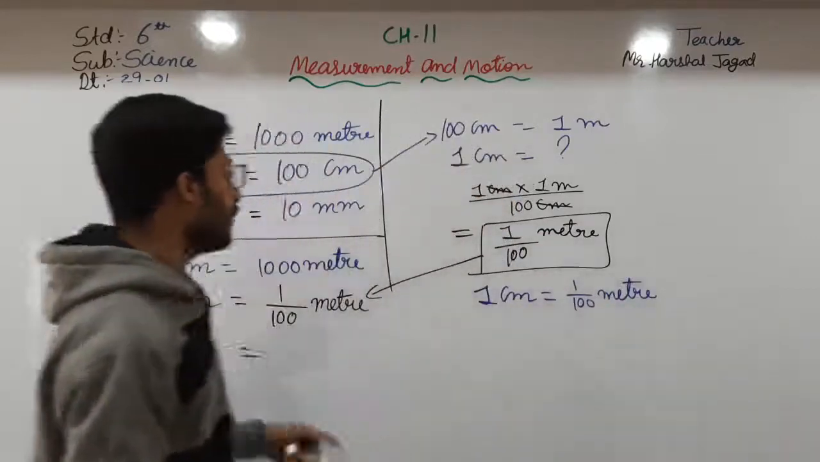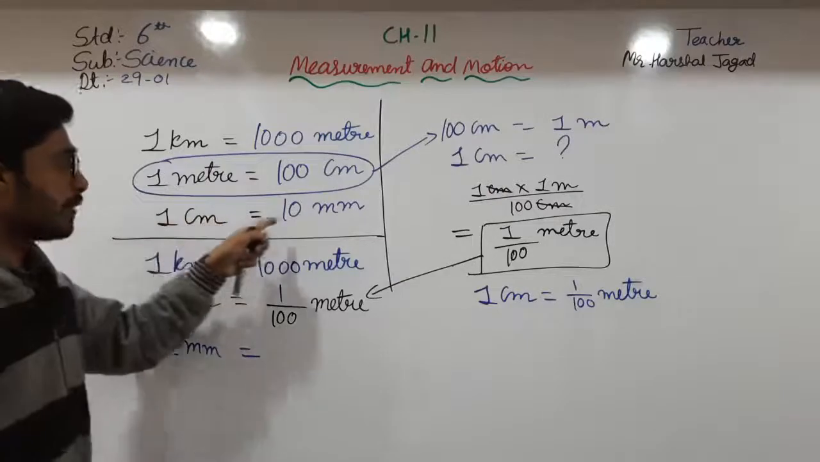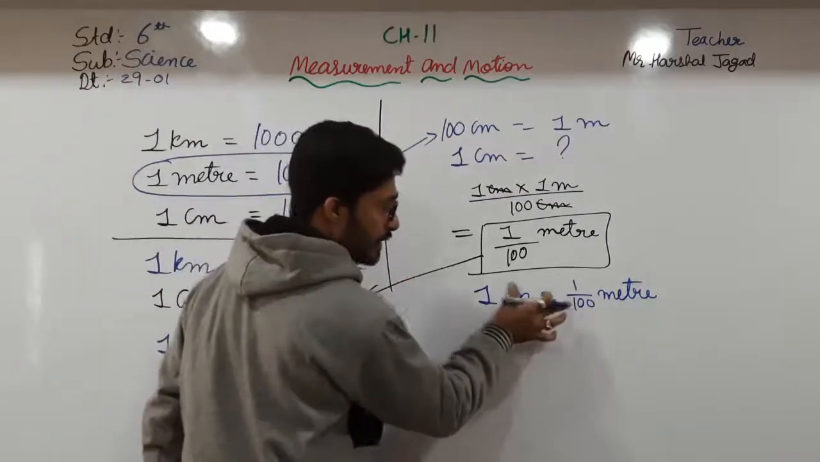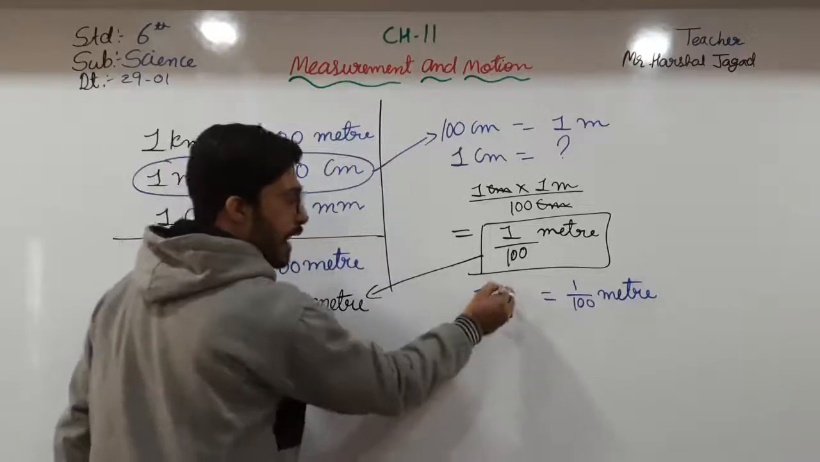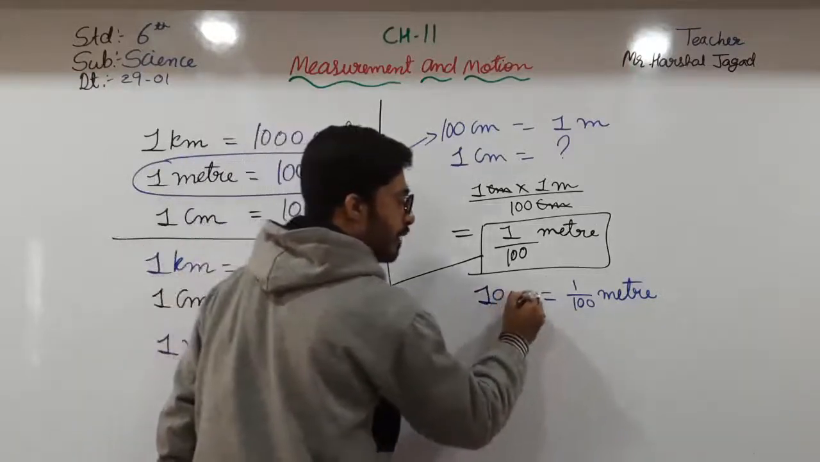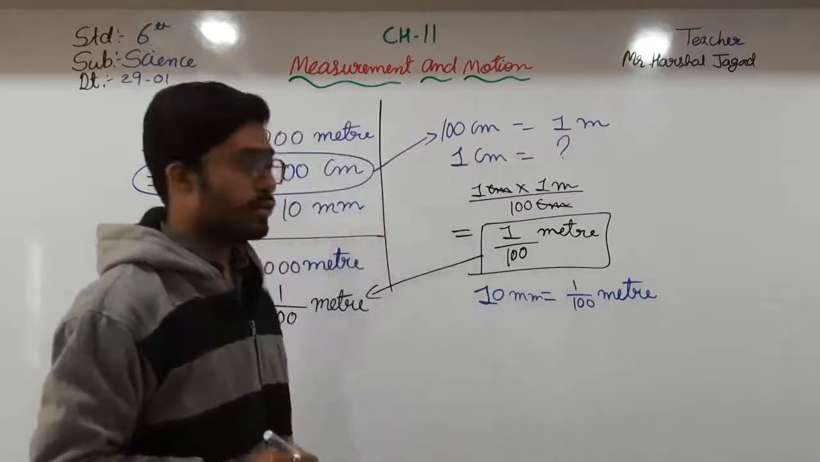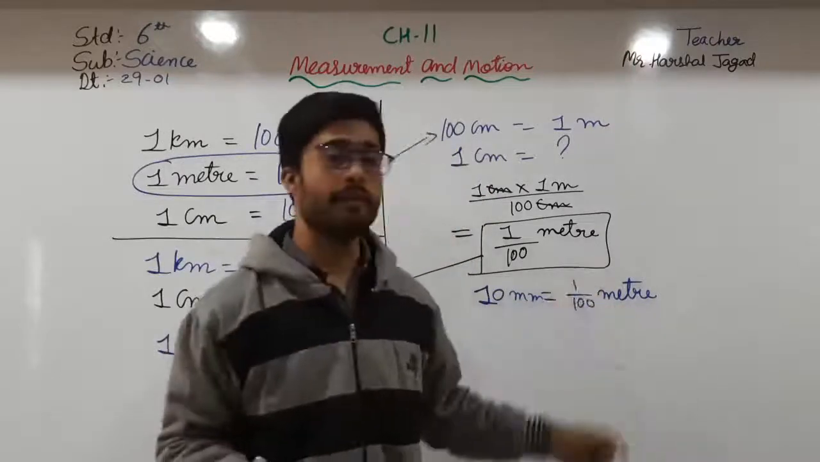Then after here we have to convert 1 mm. So 1 centimeter is equal to 10 mm. So if I just write mm in place of centimeter, what I have to do? I have to add a 0 over here, then it will become 10 mm. Okay, so 10 mm is equal to 1 by 100 meter.